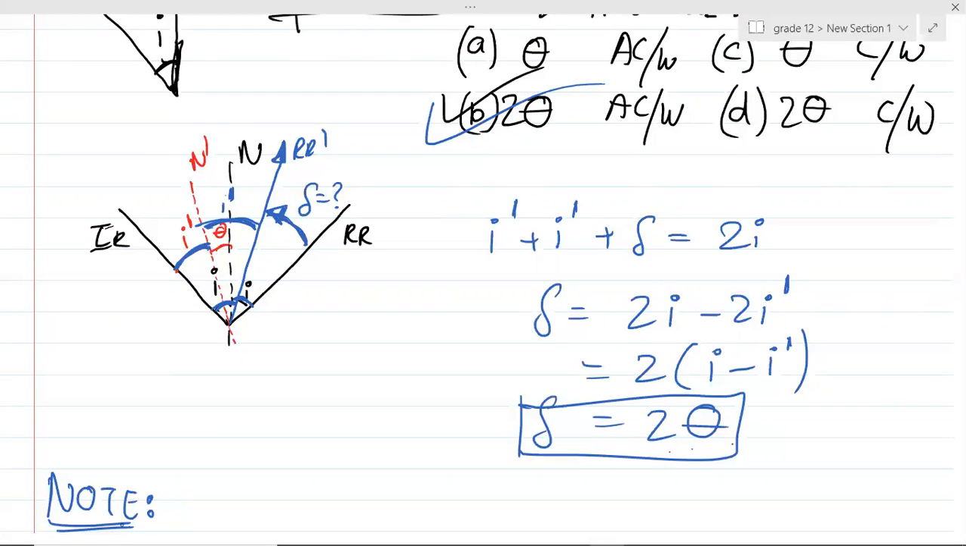Sir, can we do it like first I equal to the reflected angle, first one, and then, oh no, that is wrong. Okay, I got it. Nothing.